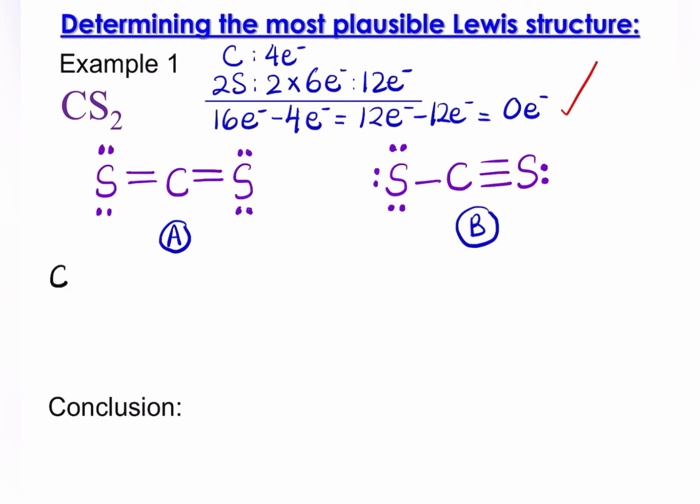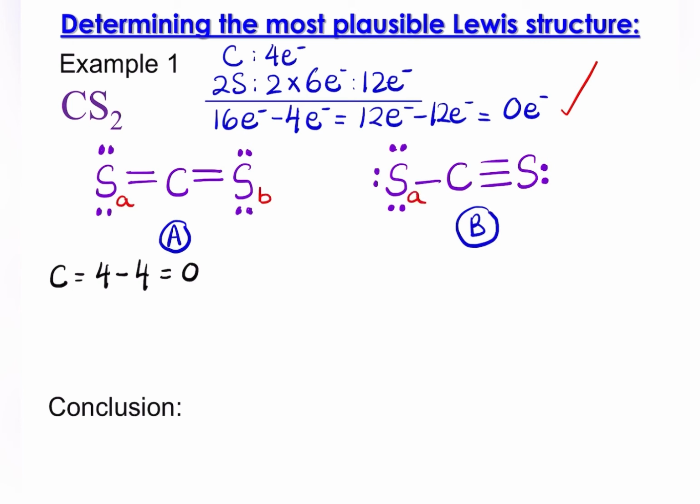So I got carbon with 4 valence electrons minus 4 items here. So it means that the total formal charge is 0. And then the second one, I got sulfur. In this case, I'm going to label this one as A, this one as B.